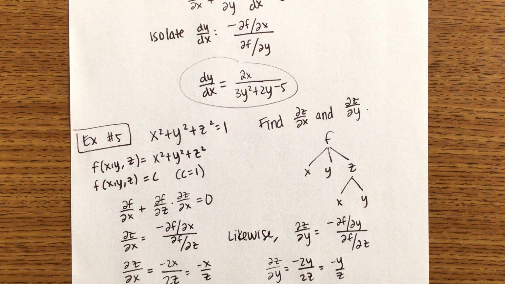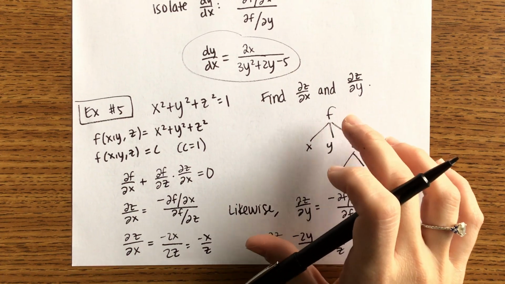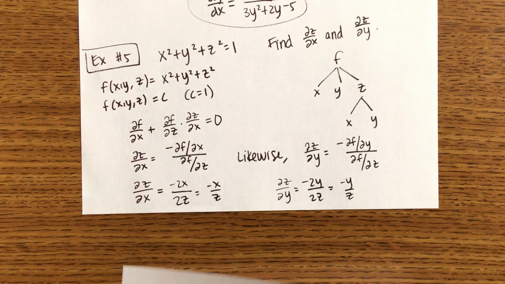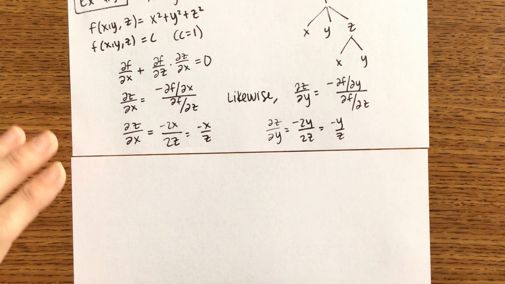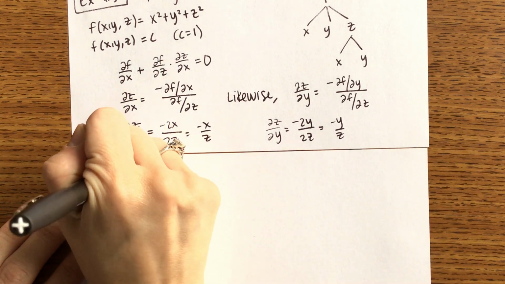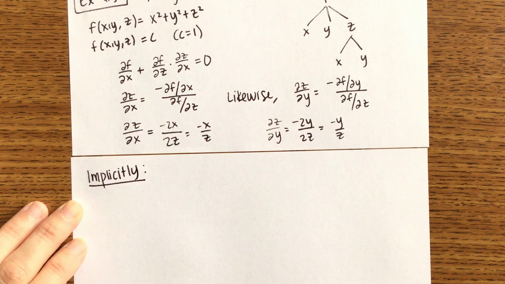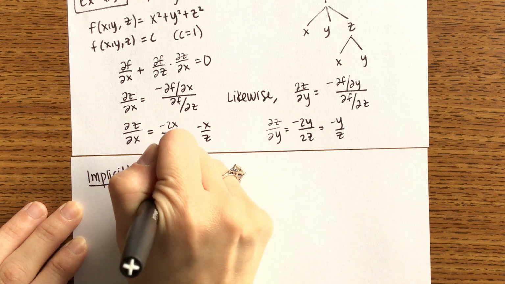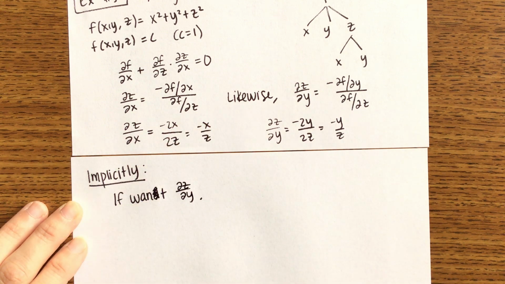Okay. You also can do this implicitly and get the same answers. We're going to do it real quick just to review it. Is that okay? Yep. Thanks for answering. Let's say that we want the partial of z with respect to y. That means then we're differentiating.